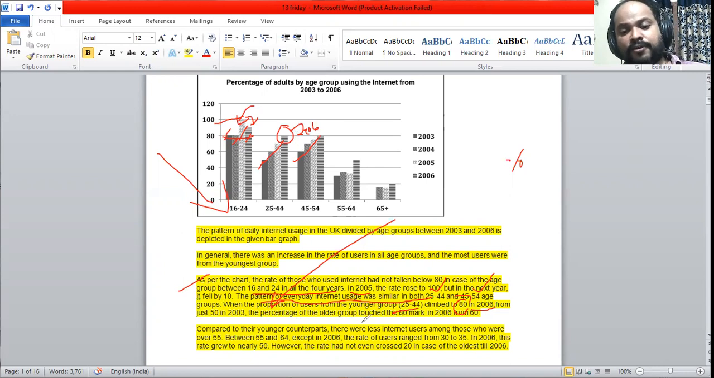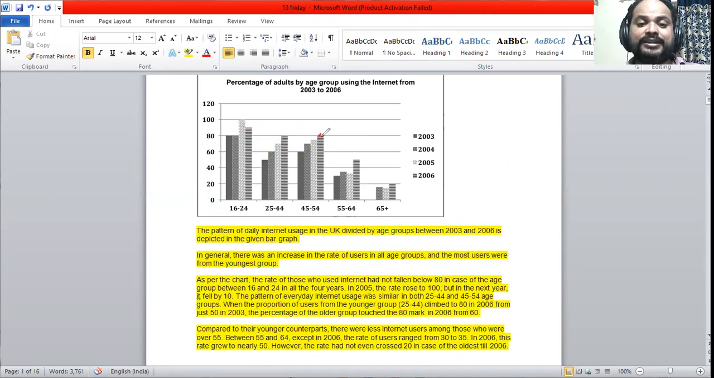The percentage of the older group touched the 80 mark in 2006 from 60. So here you can see it also touched the 80 mark in 2006, and that was from 60. The other was from 50. So I have made a comparison. Both these things reached the 80 mark. The years are given, and this started from 50 and this started from 60. This is the comparison there.